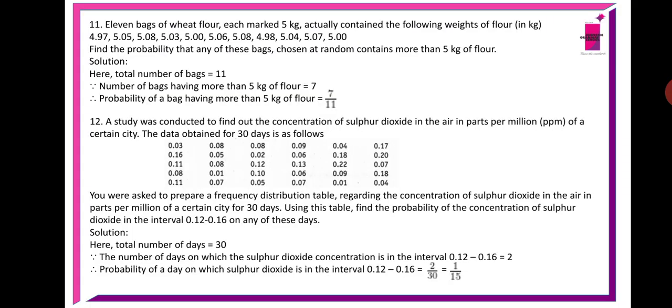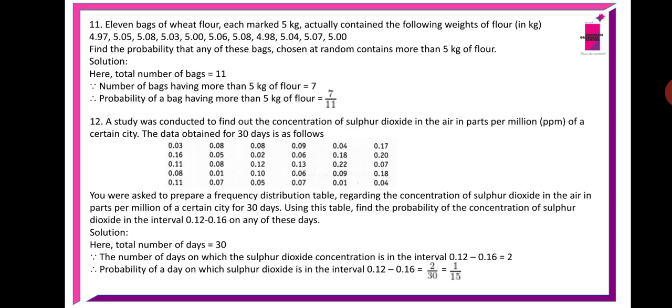And you know that 9th and 10th are activities. So we are going for the 11th question. 11 bags of wheat flour, each marked 5 kgs, actually contained the following weights of flour: 4.97, 5.05, 5.08, 5.03, 5, 5.06, 5.08, 4.98, 5.04, 5.07 and 5. Find the probability that any of these bags chosen at random contains more than 5 kgs of flour. Total number of bags is 11, and the number of bags having more than 5 kgs is 7. So the probability of a bag having more than 5 kgs of flour is 7 by 11.